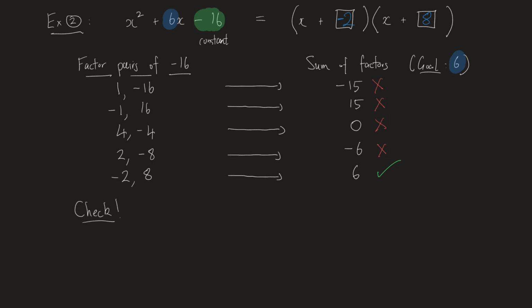The good news is I can always check, pretty quickly in fact, just by foiling. So let's check what happens when I do x minus 2 times x plus 8. If I do my pairings, I'll get x squared plus 8x minus 2x minus 16, which is indeed what I wanted. X squared plus 6x minus 16.